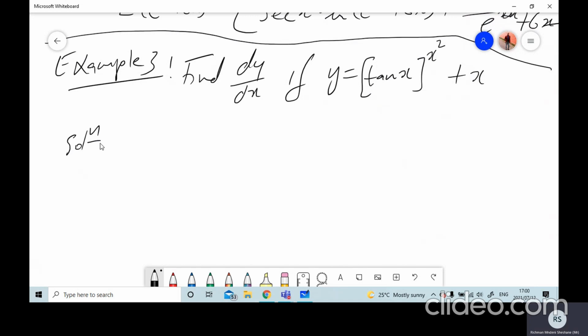But in this case, our first step, remember I told you, if you have a term which is a function to the power of a function, you make sure the term is alone on one side. So we can leave this term, which is a function to the power of a function, alone on the right hand side. So we need to take this term x to the left hand side. So that's our first step. So y minus x is equal to tan x to the power of x squared. This is your first step.